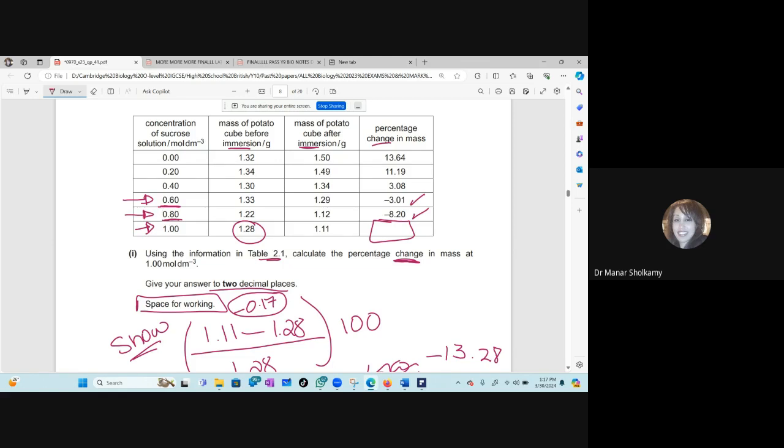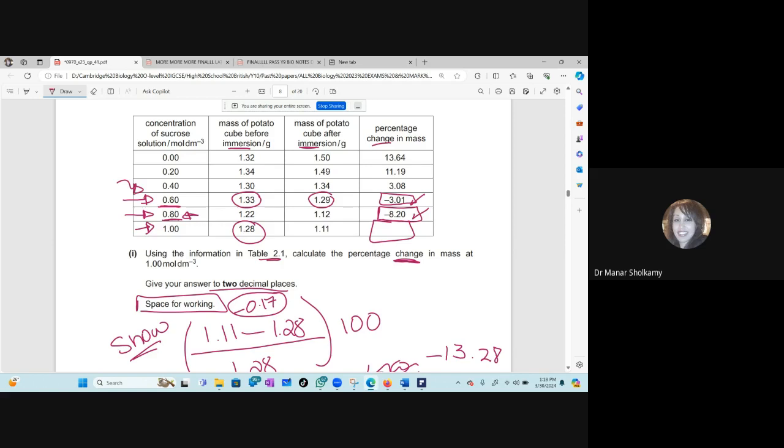At 0.6, the starting mass was 1.33, final mass 1.29. These numbers are what important? The percentage change in mass is minus 3.01. When it was 0.8, the percentage change in mass is minus 8.2. Okay, what will you say about 0.6? What will you say? You will nearly say the same thing, by the way. So what will you say about the concentration?